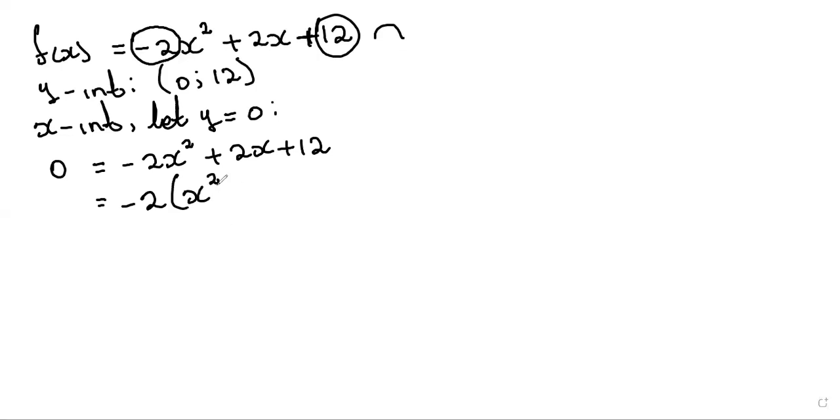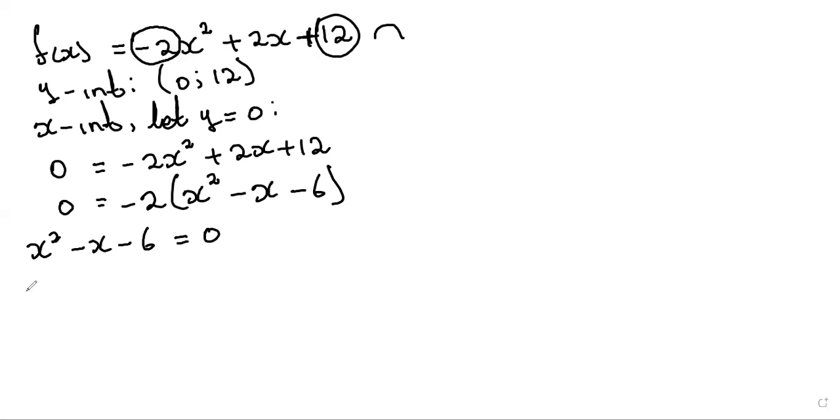So we are left with x squared, and then we say minus x, then we say minus 6 like that. Of course, the whole thing is equal to 0. Then from this point, we divide throughout by negative 2. So it means we are left with x squared minus x minus 6, which is equal to 0.